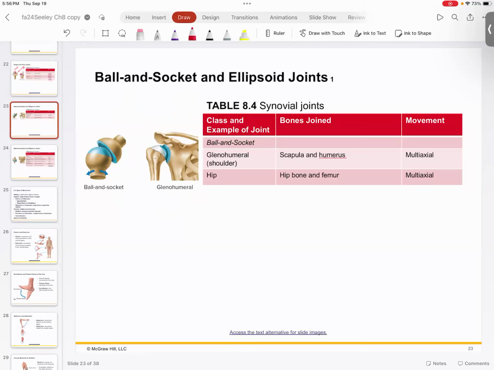Ball and socket. This one is multi-axial. So basically you're getting a lot of range of motion out of this one. Generally speaking, it's going to be exactly what it says. One portion of it is going to be a three-dimensional socket, and the other part is basically going to be a ball that moves in all three directions.